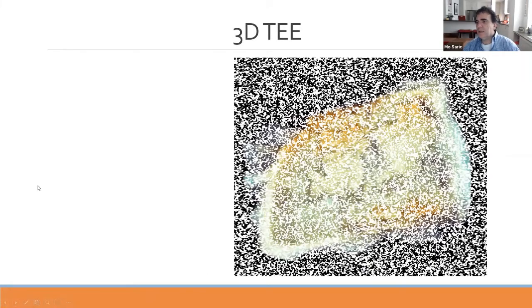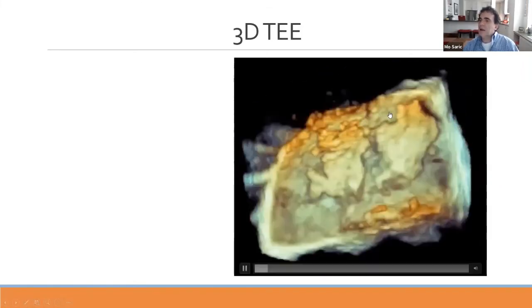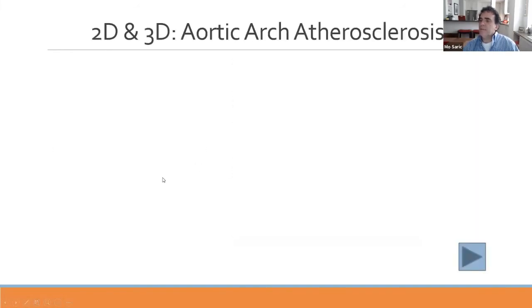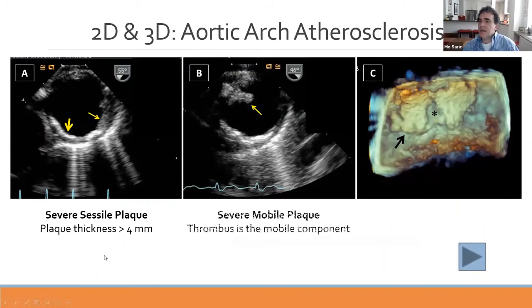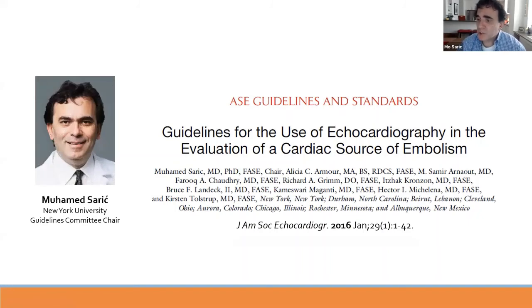And this is the 3D of that patient. You see this is aortic arch seen from the back of the patient. There are large atherosclerotic plaque with a large ulcer in between them. And now I can show you in one image, both the 2D. This is severe sessile plaque, severe mobile plaque, and severe ulcerated plaque on 3D. And we have discussed this extensively in our guidelines on the use of echocardiography in the evaluation of cardiac sources of emboli, which I happen to chair.